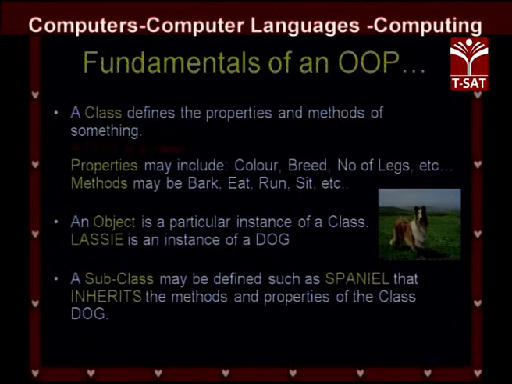For example, an object is a particular instance of a class. So when I say class, we have another terminology called object. An object is also a collection of properties and methods. And we have something called subclasses.